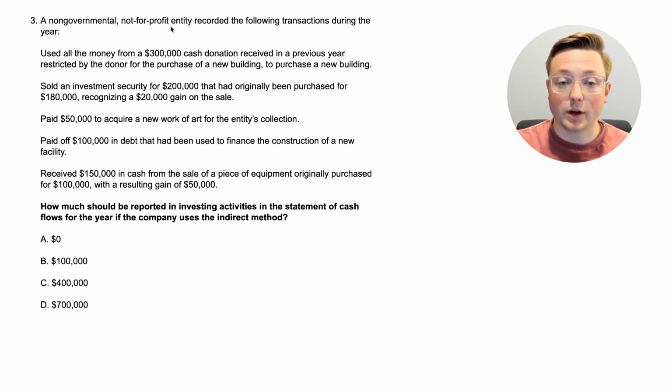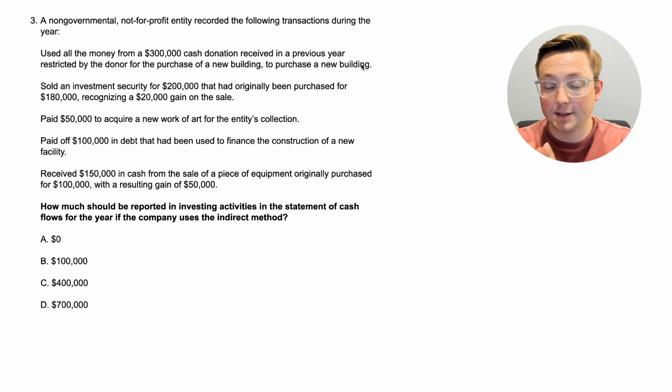A non-governmental not-for-profit entity recorded the following transactions during the year. They used all the money from a $300,000 cash donation received in a previous year that was restricted by the donor for the purchase of a new building to purchase a new building. So again, to reiterate, they used money that they received that was restricted to purchase a new building, and they used that same money to purchase a new building. So they used it for what it was for, but it was restricted money originally.